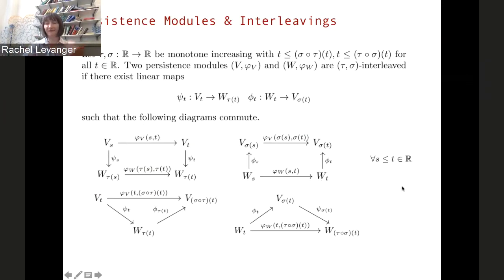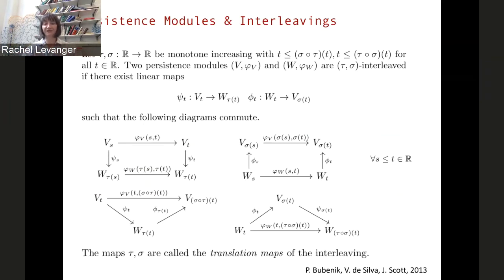Now, for the applications, we're going to think of V as the persistence module along the top. That's the one that we can compute. So let's say this might be like the subsample of our large point cloud. And then W is the persistence module that we're unable to compute because it's either too large or experimentally inaccessible, something like that.